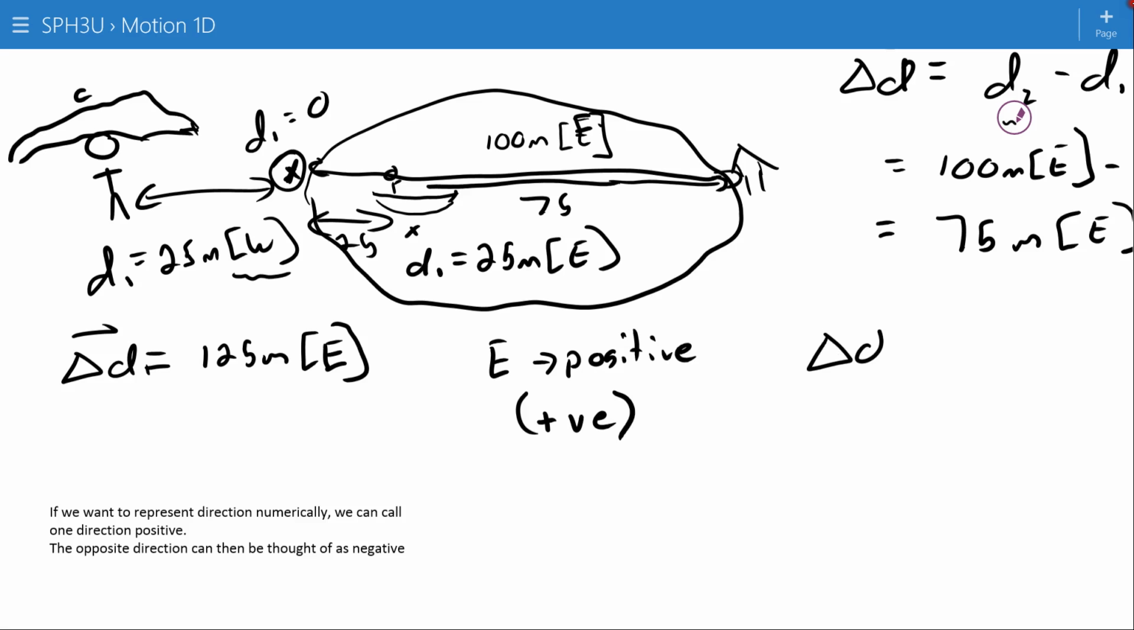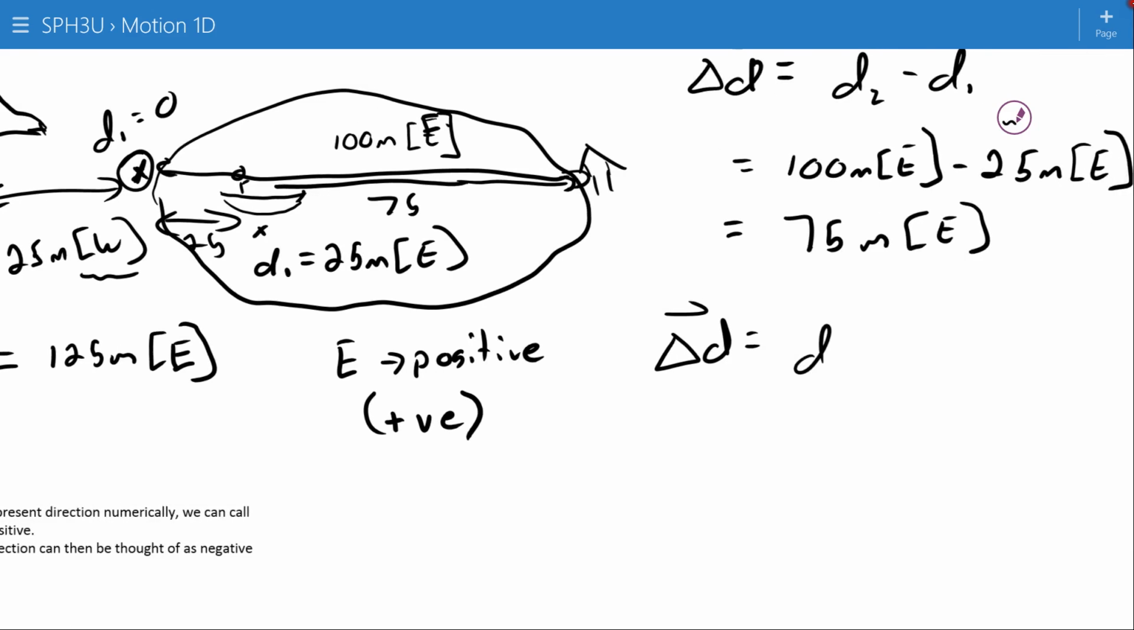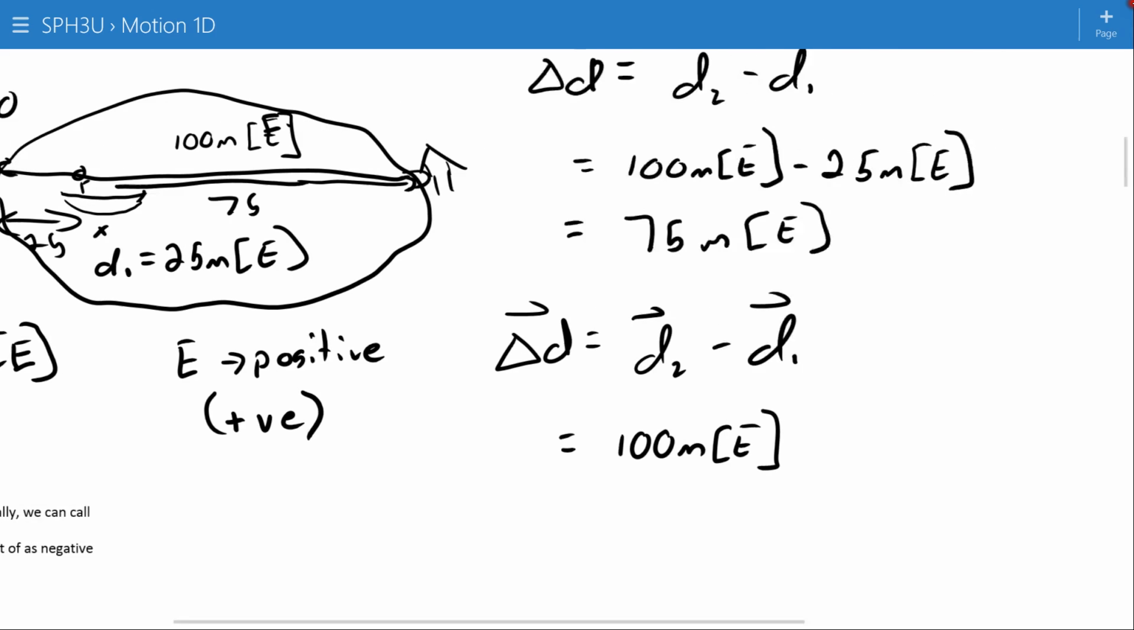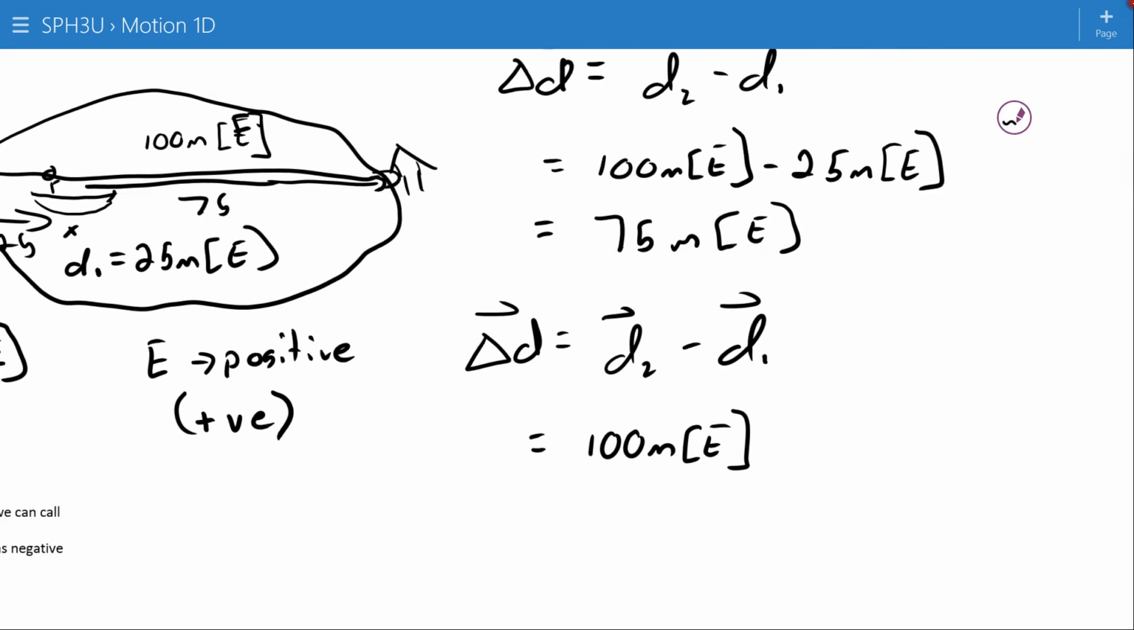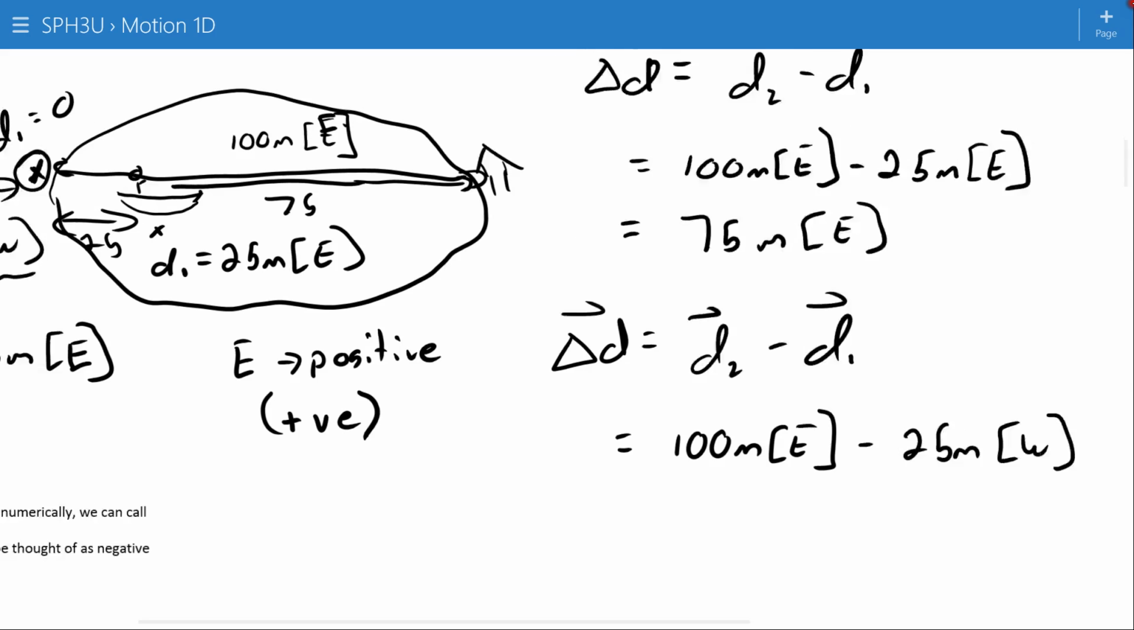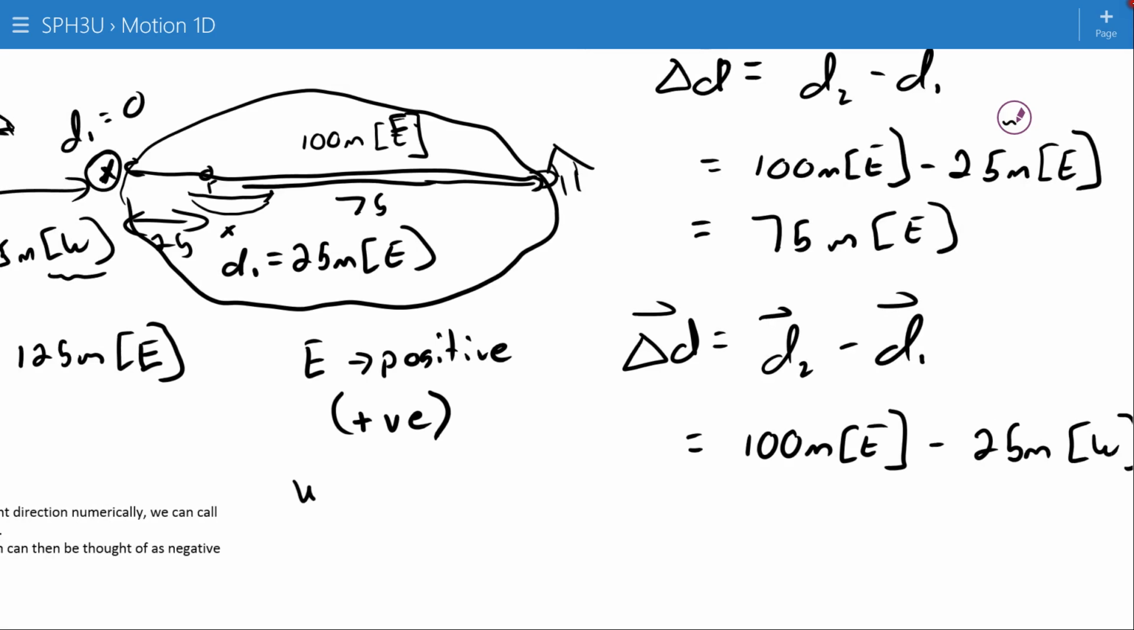Well, mathematically, if we say that delta D is our D2 minus our D1, what we would say then is that our final position for this person, once they get all the way over to the campsite, which is located 100 meters east of our fixed reference point, will be 100 meters east, but they're coming from 25 meters west. Well, if east is the positive direction, then what that means is west is going to be negative.